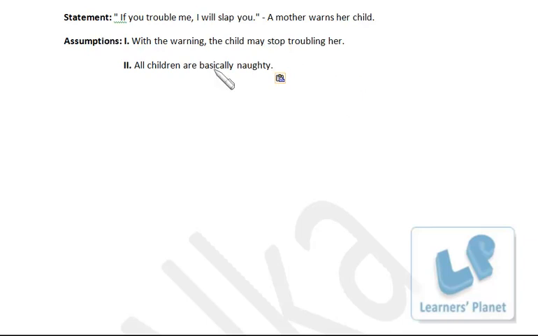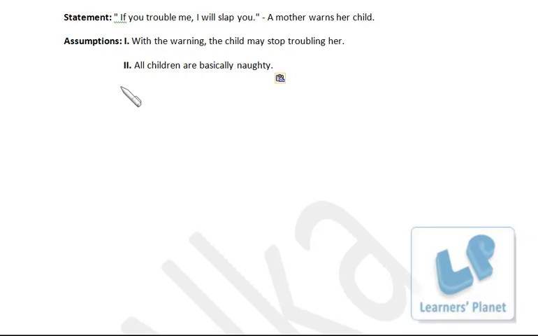Now the next thing is, with the warning, the child may stop troubling her. We cannot be so sure that the child will definitely stop troubling the mother. So it's the use of "may" that makes things very clear. It's not necessary that the child will stop troubling, the child may stop troubling. So this assumption 1 is clearly implied.